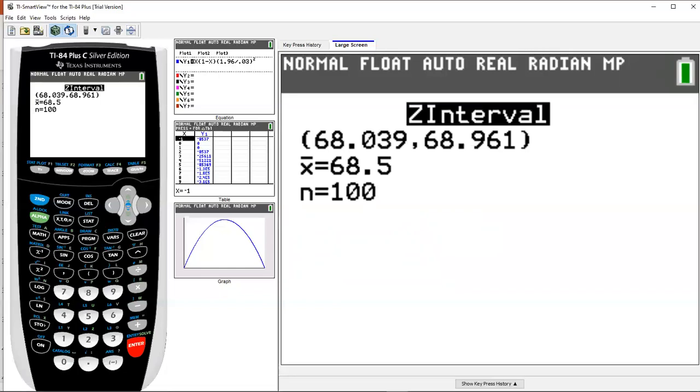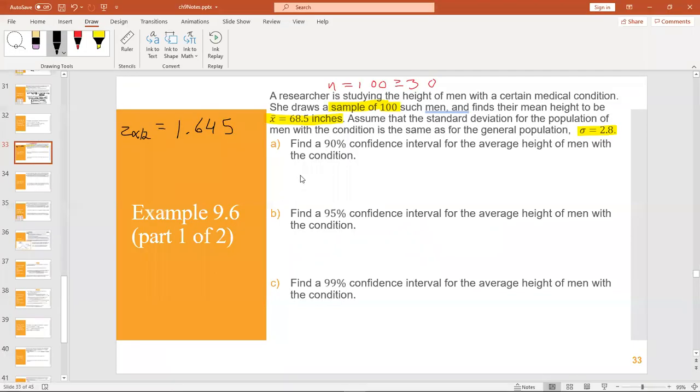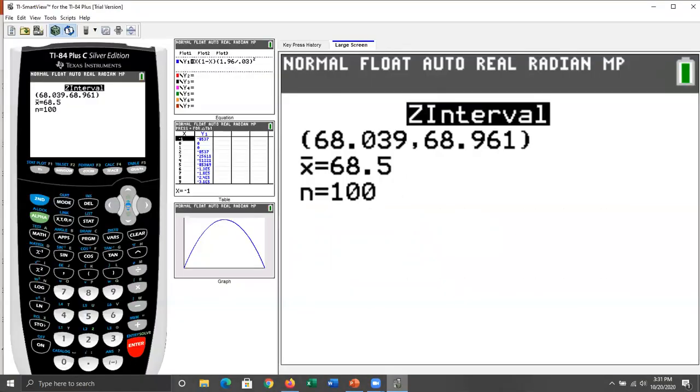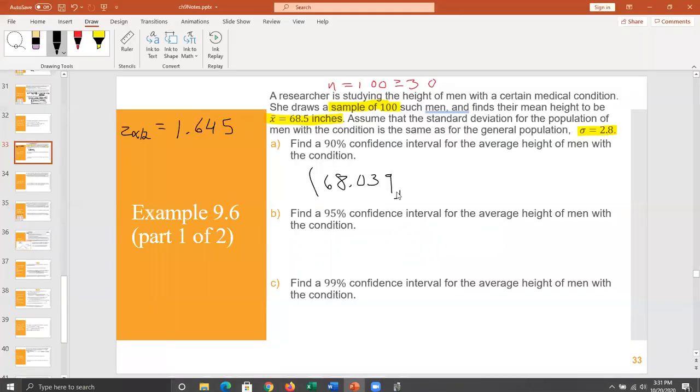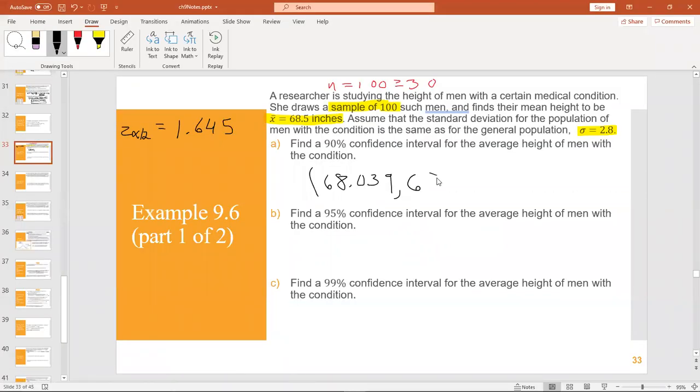So 68.039 is the low end of this interval, and then the high end of this interval is 68.961. So that is the 90% confidence interval.